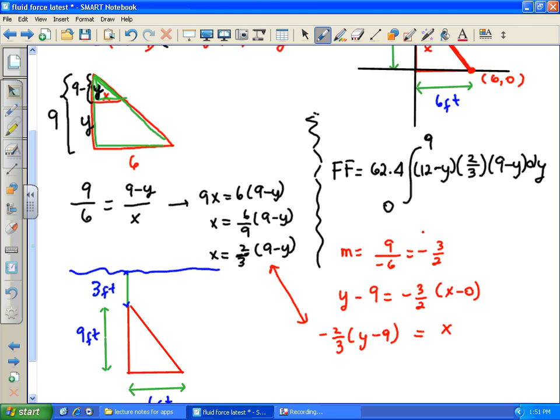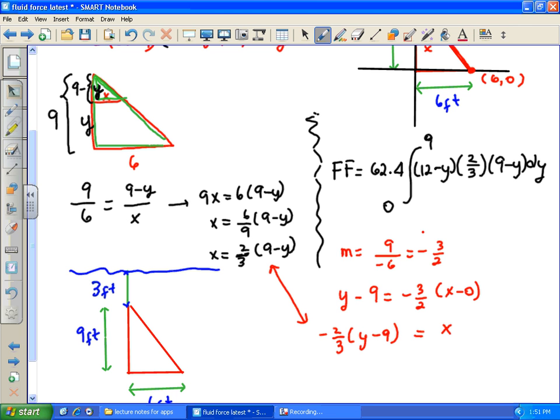Now, I know you can finish this integral because you would put the 2/3 outside, and you would FOIL it and plug in the numbers. I'm going to give you the answer there because I want to take the time to show you one more way to set this up with a different coordinate system. And that actually turns out to be a little bit easier to solve.